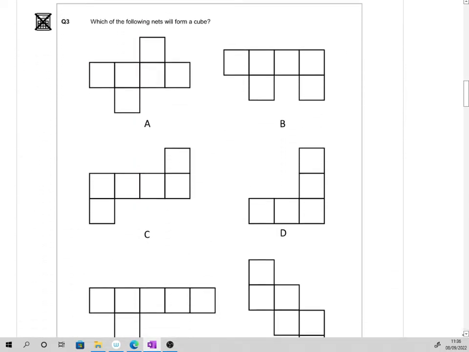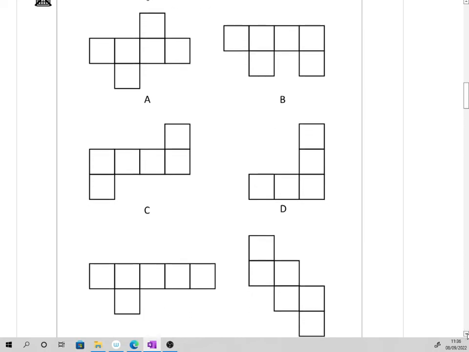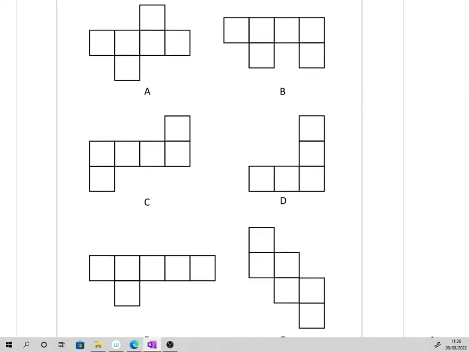Right, which of the following nets will form a cube? Right, okay, so let's have a look. So we're going to imagine folding them up. Don't think so. This looks good, doesn't it? You fold these four over and then these would flip over to the ends. So I'm going to go C.